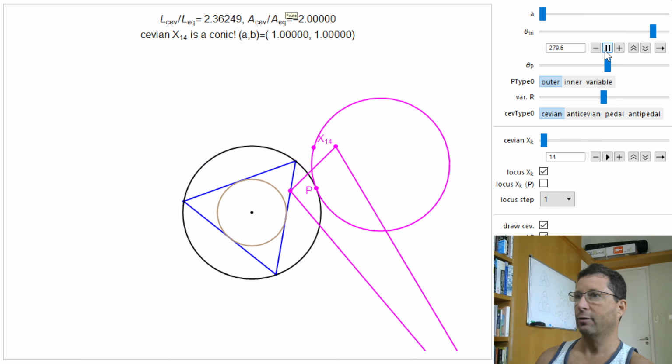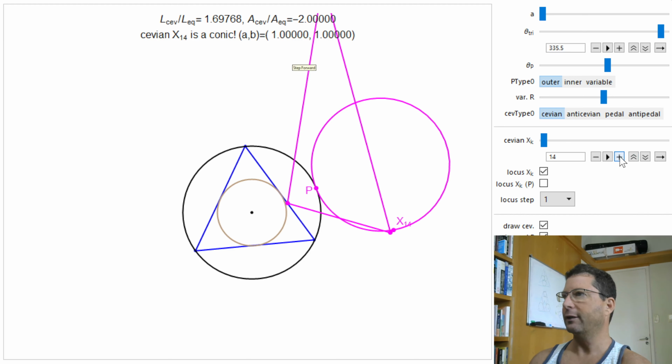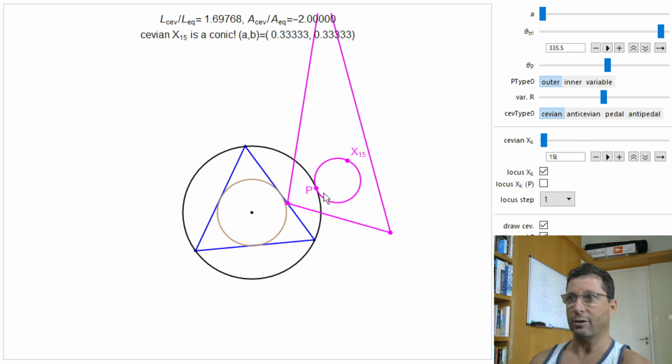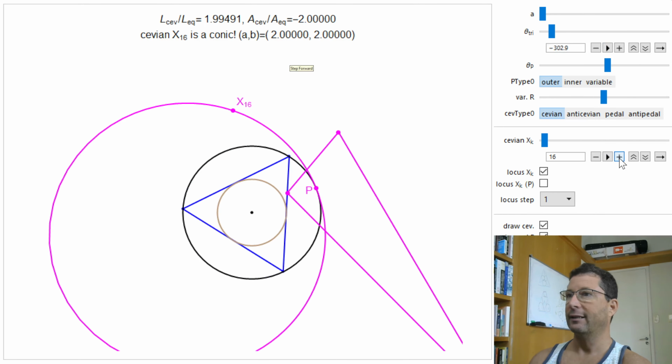And it's tangent to the circumcircle at P, and I can see here that the axes of this conic are 1 and 1, so it's a circle, and the radius is identical. Again, it's an inherent property, but I had to specify the experiment for this object, the locus of X14, to materialize itself. How about X15? X15 is also a circle, tangent at P, with radius 1/3 of the circumradius. Quite interesting, right? And finally, X16 is a third circle, also tangent to the circumcircle of my equilaterals at P, but containing now my family. And its radius is twice the circumradius.